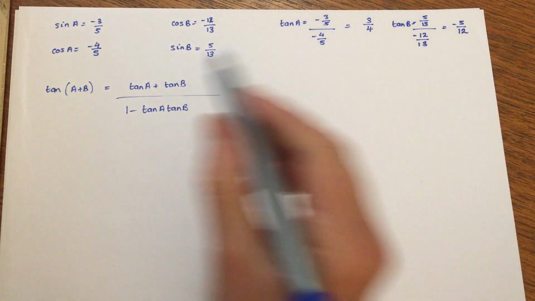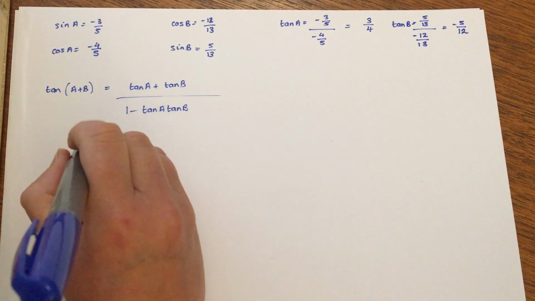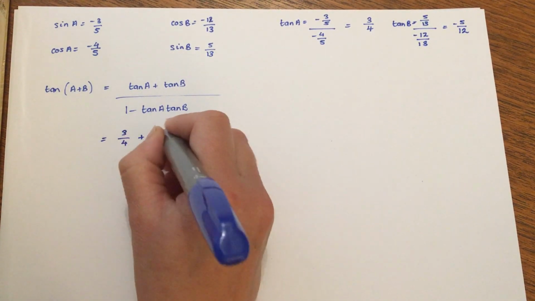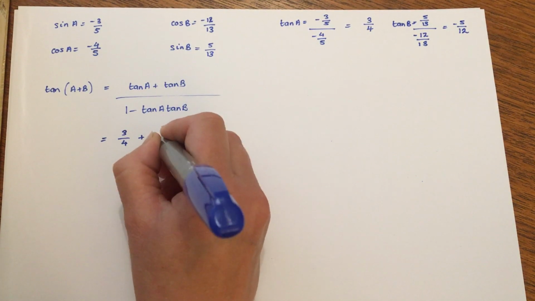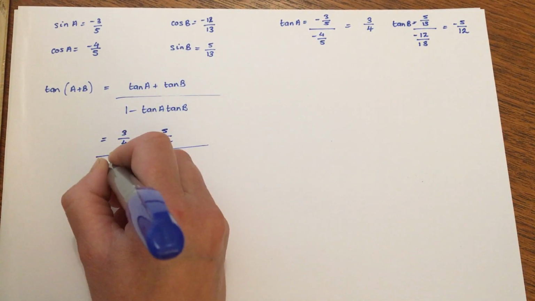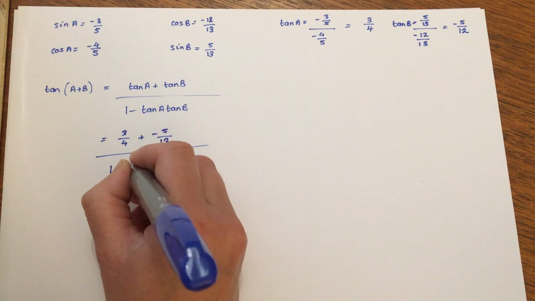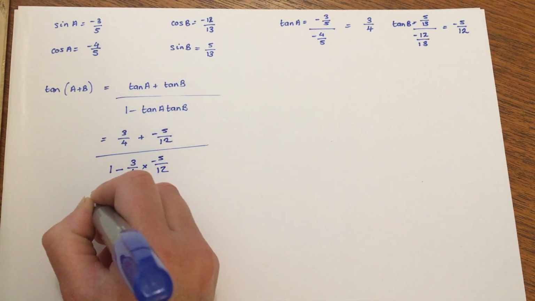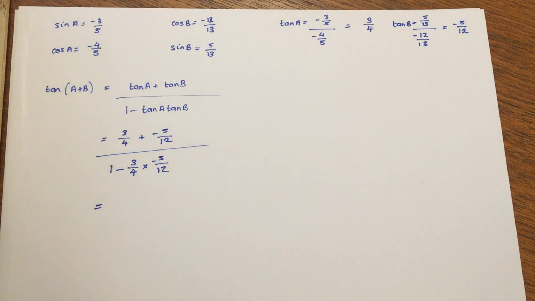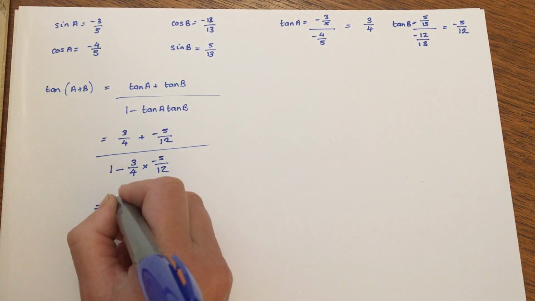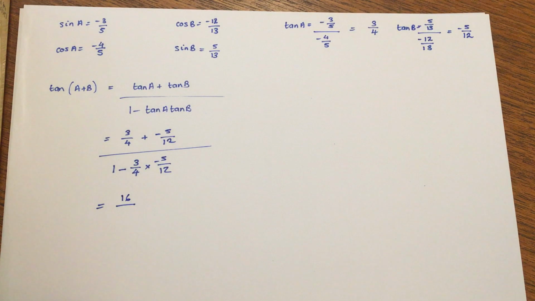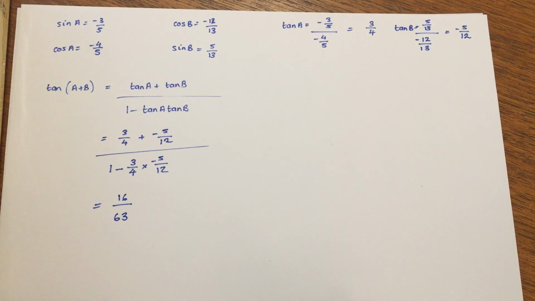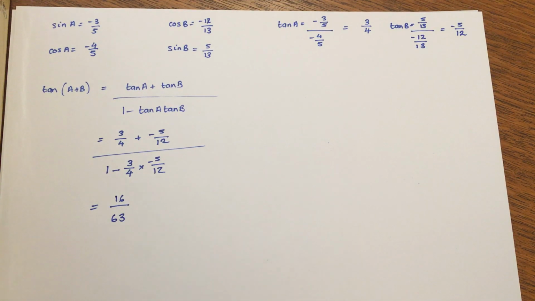Now we know tan A and tan B, we can pop them into here. So tan A is 3/4 plus tan B, which is negative 5/12, over 1 minus tan A times tan B. And if you worked all of that out, you'd get 16 over 63. Okay, so hopefully that makes sense for part B.